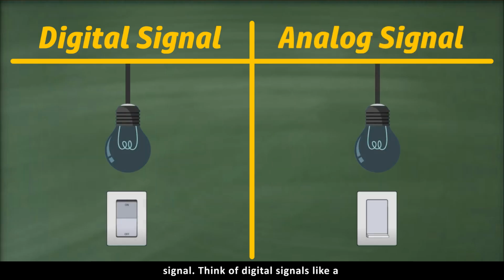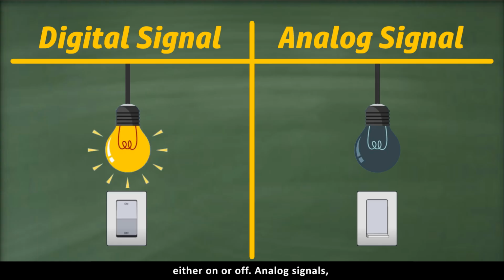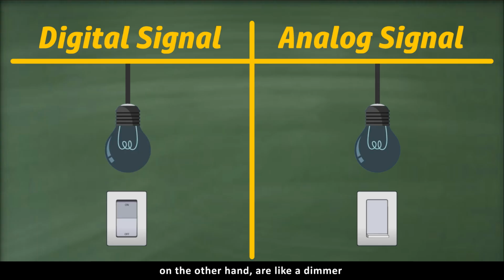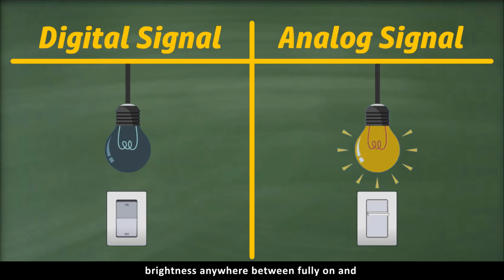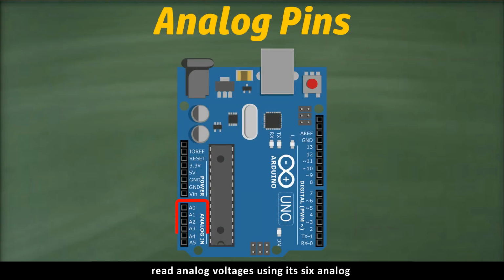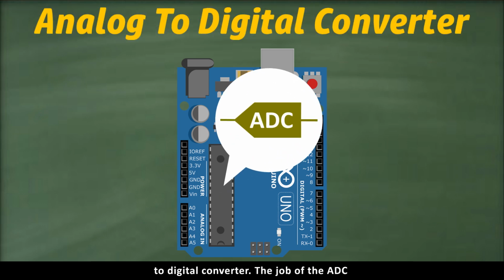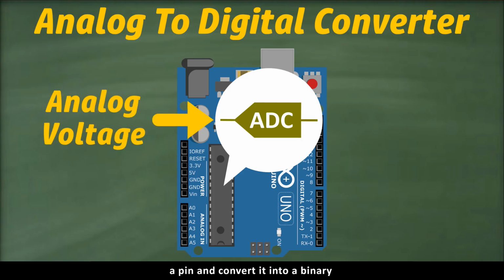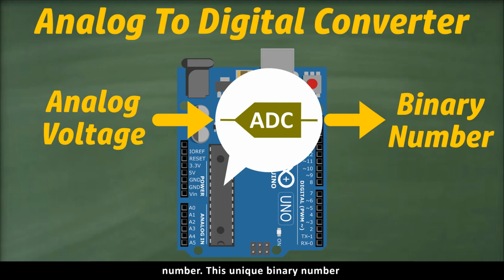Think of digital signals like a simple light switch, where the light is either on or off. Analog signals, on the other hand, are like a dimmer switch, allowing you to set the brightness anywhere between fully on and fully off. The Arduino Uno can read analog voltages using its 6 analog input pins, labeled A0 through A5. These pins are connected to a special hardware component inside the microcontroller called the ADC, or Analog-to-Digital Converter. The job of the ADC is to take the analog voltage present at a pin and convert it into a binary number. This unique binary number represents the voltage level of the signal.